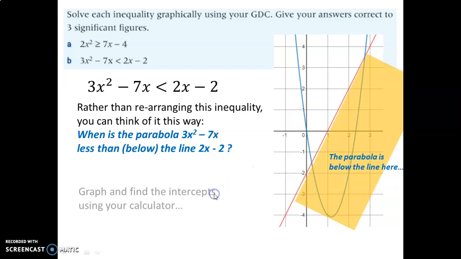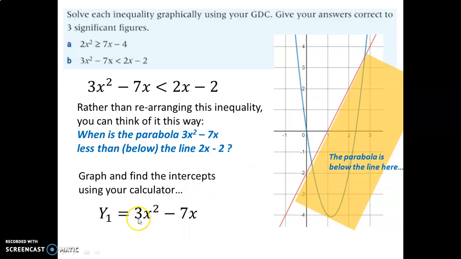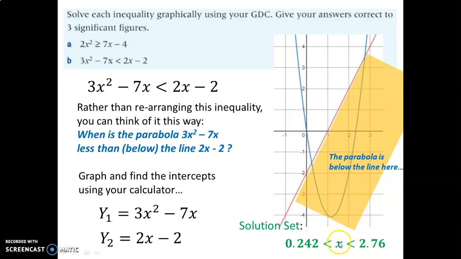So our solutions, graph those two. I'm just reminding you, graph those two, and then the solution set, if you found those intersection points, tells us that x values must be between 0.242 and the other point, 2.76. We see x is between those values because that's when the parabola is below. For the x values from there to there, the parabola is below.